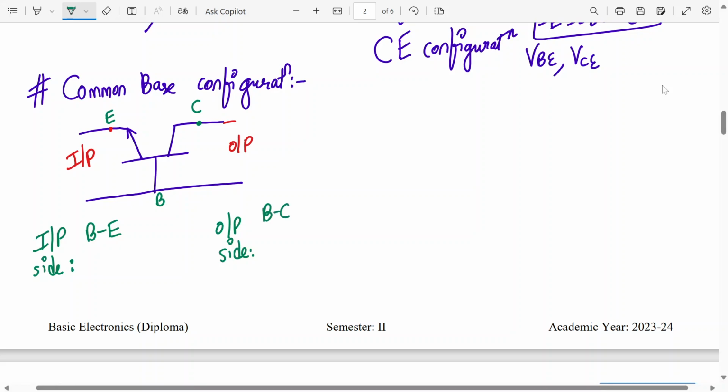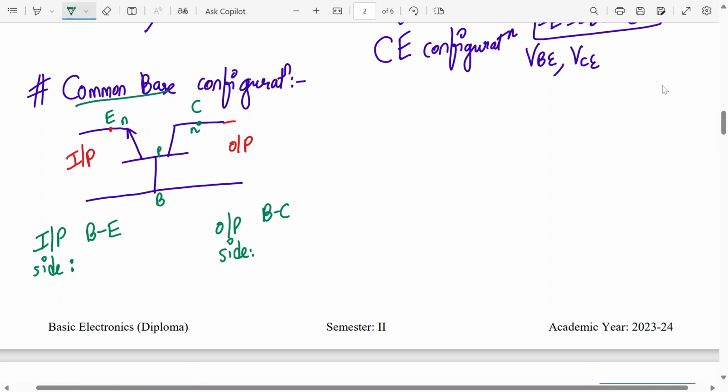Base collector. Yes or no? And which is the common terminal between input and output? Base terminal. That's one of the reasons for calling it common base configuration: the base terminal is common between input and output. Clear hai? Yes? And remember this is NPN BJT.